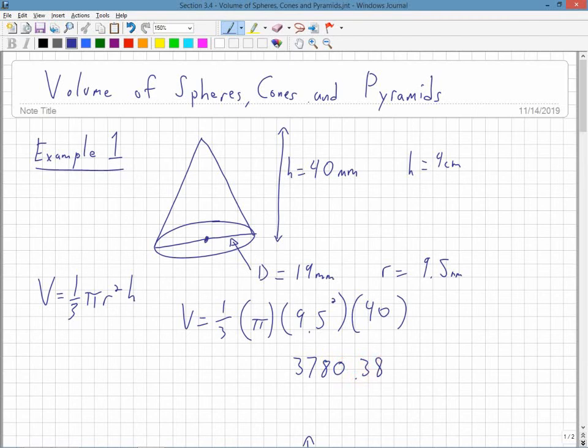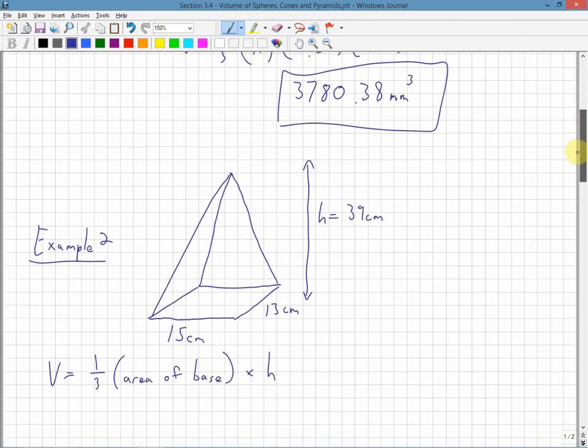It's a good idea when you're not being asked to round to a specific decimal place to usually round to 2 decimal places if you can. So I get that answer in millimeters cubed, because we're dealing with volume. So 3,780.38 millimeters cubed, and cubed shows that we're dealing with volume.